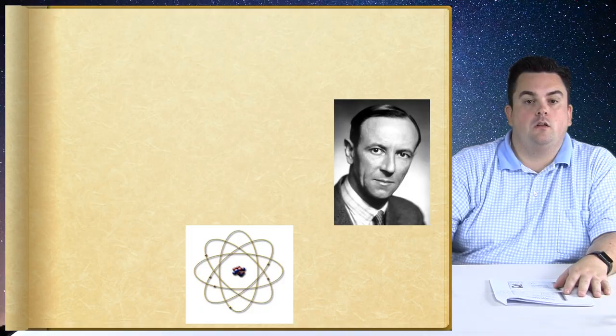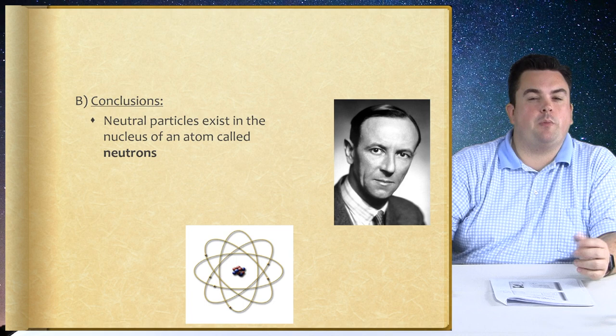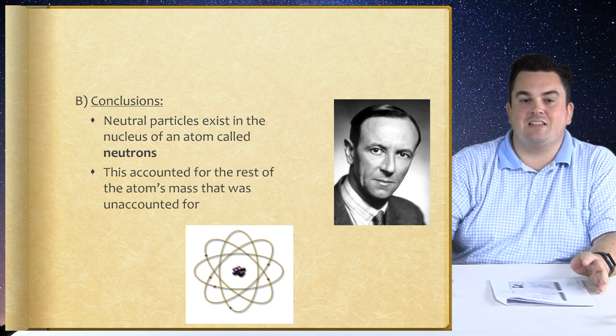Conclusions? Neutral particles exist in the nucleus of an atom called neutrons. This accounted for the rest of the atom's mass that was unaccounted for. So we still have our nuclear model that was developed by Rutherford, but now James Chadwick has added another subatomic particle to that nucleus, the neutron. So both protons and neutrons are in the nucleus. Now remember, they're very much concentrated into a very small amount of space.